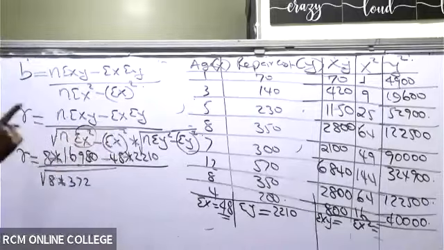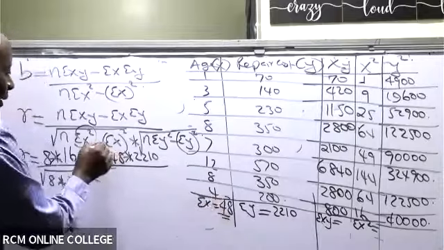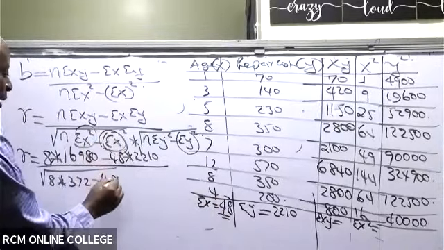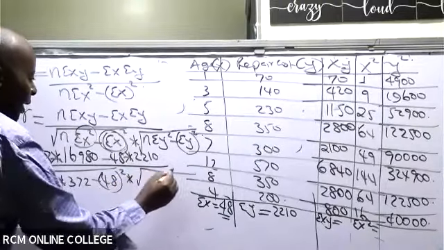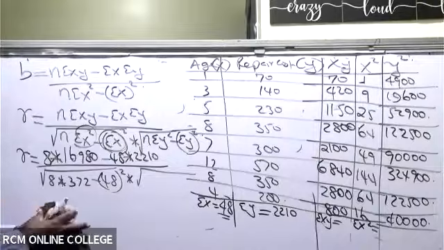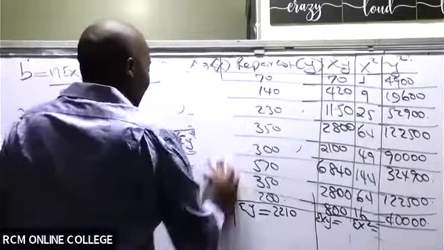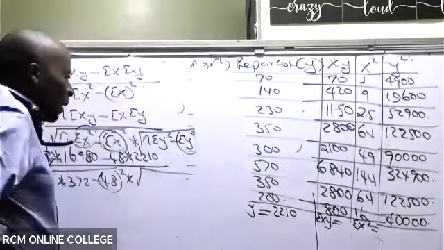Because that figure comes squared. Minus summation of x, which is 48, but now this has to be squared. Times, take another square root.